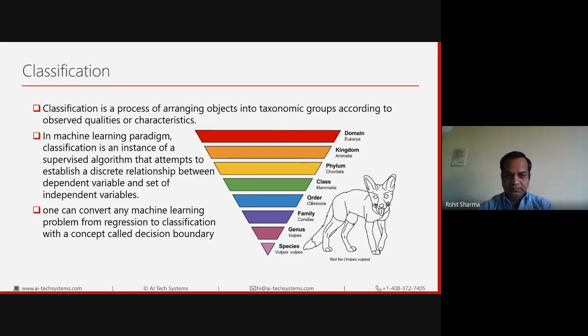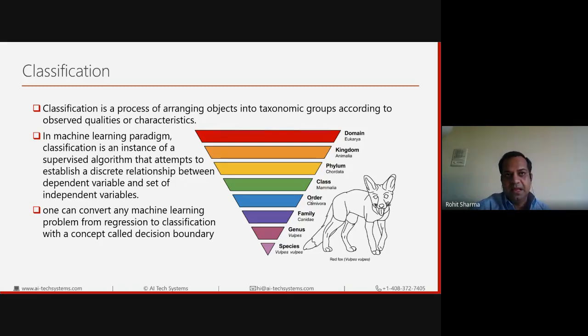What that means is you have created a single digits class and divided that into 10 different classes ranging from 0 to 9. And so it's an instance of a supervised algorithm that attempts to establish a discrete relationship between a dependent variable, like an image, a handwritten digit, a grayscale image of 28 by 28, to an independent variable. And that variable is finding out what the class is. Is it digit 0, digit 1, digit 5, 7, or whatever, right? And one important point I would like to make here is that you can convert any machine learning problem from regression to classification with a concept called decision boundary that we're going to cover soon.